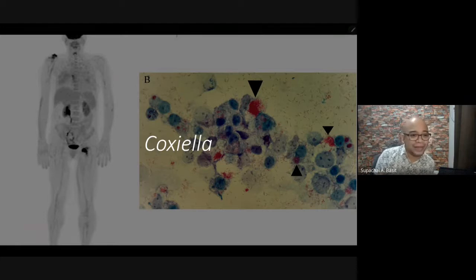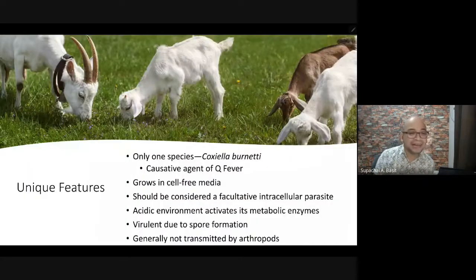And then we also have Coxiella, still part of the Anaplasmataceae family. Coxiella would have several unique features. First, there's only one species, and that is Coxiella burnetii. So they grow in cell-free media. Okay? Unlike Rickettsia, they can't grow in cell-free media.